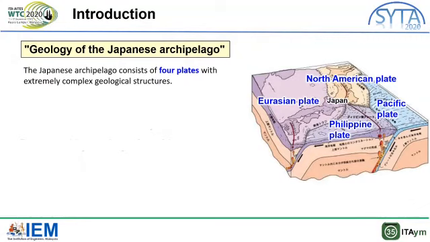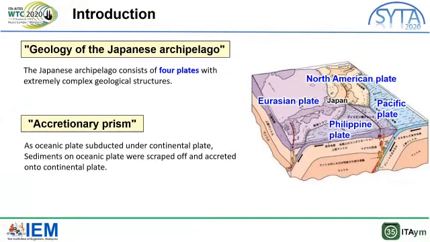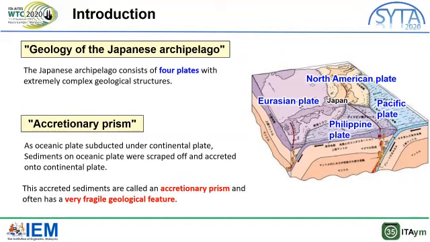First, I will briefly explain the geology of Japan. The Japanese archipelago consists of 4 plates, and Japan has extremely complex geological structures. As the oceanic plate subducted under the continental plate, sediments on the oceanic plate were scraped off and added to the continental plate. The added sediments are called an accretionary prism and have very fragile geological features.